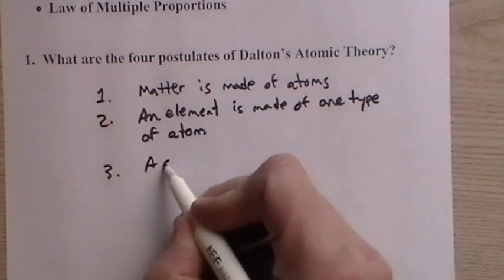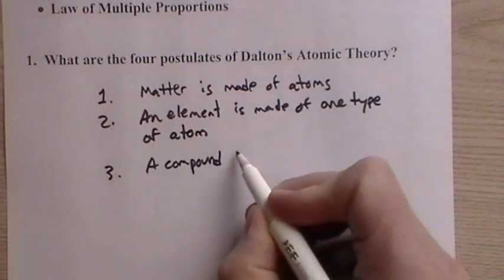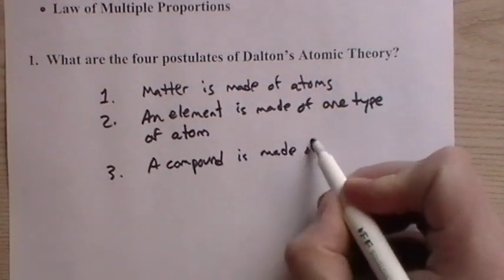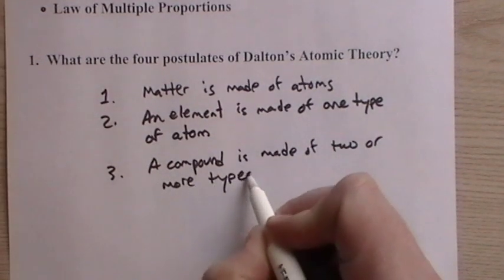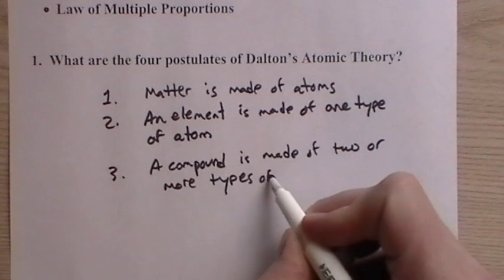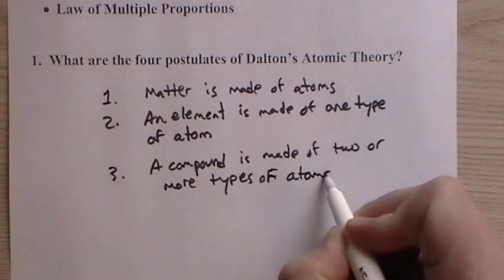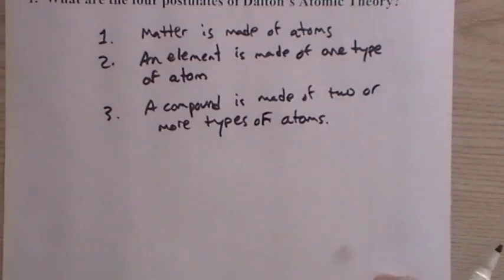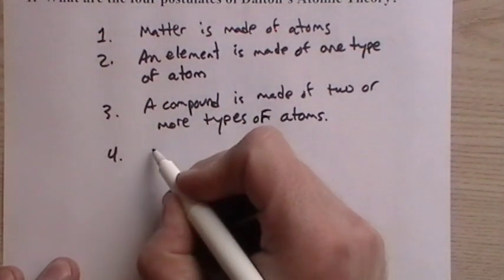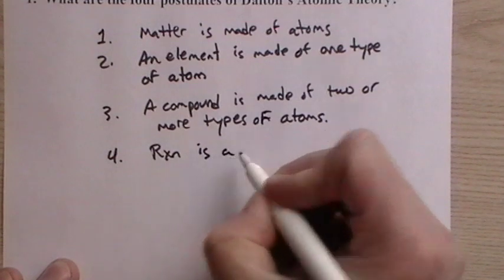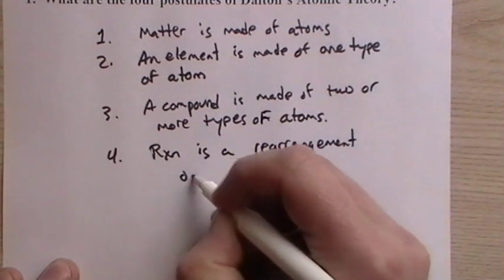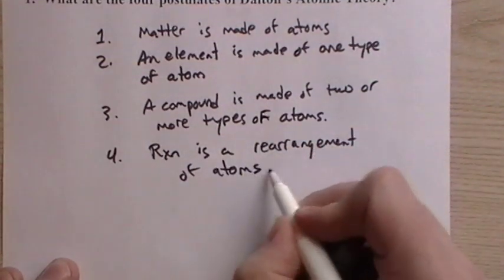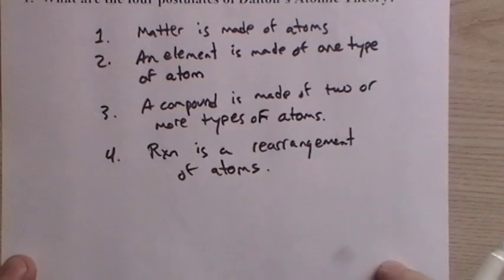Three, a compound is made of 2 or more types of atom. And that's pretty much true. Nothing wrong with that idea. And then four, a chemical reaction is a rearrangement of atoms. We don't create them or destroy them. We just rearrange them during a chemical reaction. So those are the basic ideas.